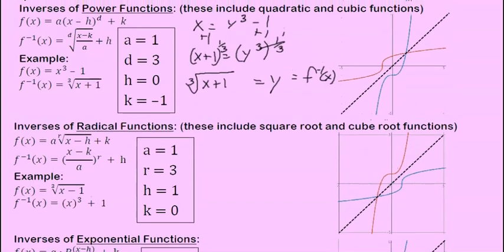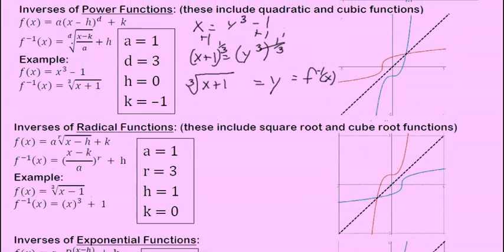Let's look at inverses of radical functions. So we start with the radical and then we go to the power. It's the opposite of right here. So we're given f of x equals a times the rth root of x minus h plus k. And then the inverse would be f inverse of x equals x minus k all over a to the rth power plus h.